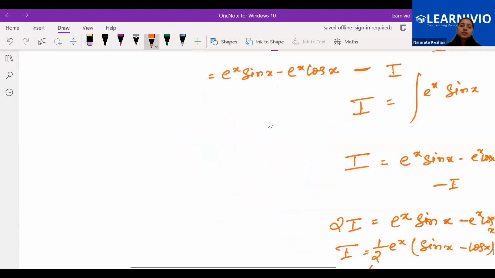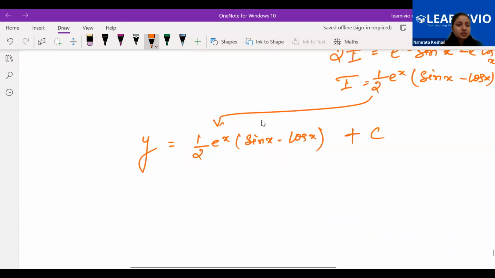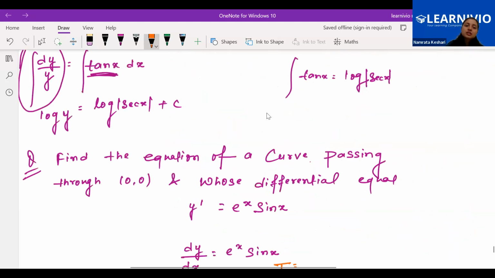So this is what we got as the answer. Now, a specific solution we have to find. Let's check it. The question says the equation of a curve passing through 0, 0. Why does it say it's passing through 0, 0? That means when x is 0, y is 0. That is the particular solution we have to find, where x is 0 and y is 0.